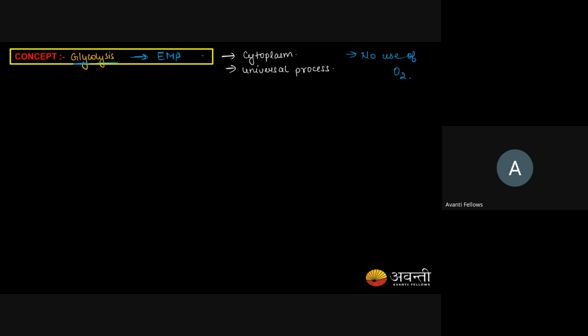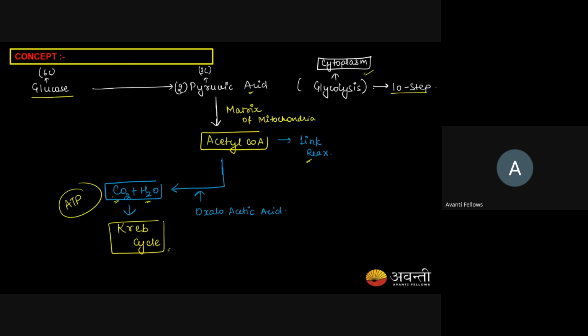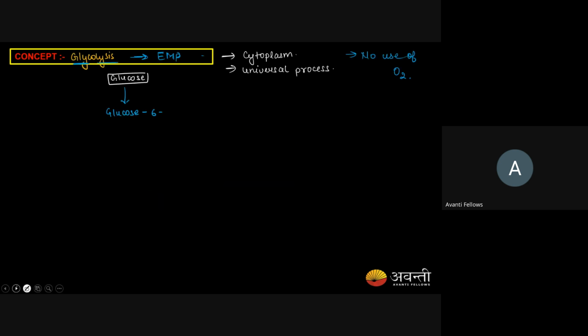Firstly, we will have a glucose. Glucose is, you all know, C6H12O6. Firstly, we will convert this glucose into pyruvate. I already told you, the conversion of glucose to pyruvic acid is a 10-step process. So I'm writing down here all the 10 steps which are involved between glucose and pyruvic acid.